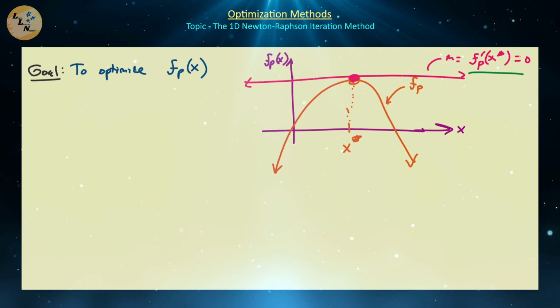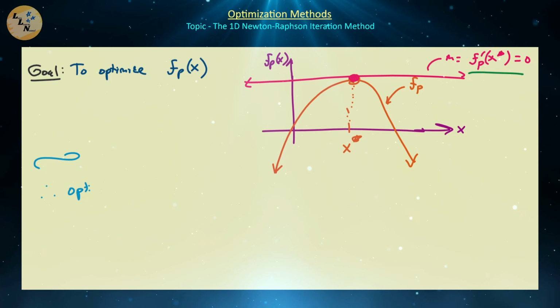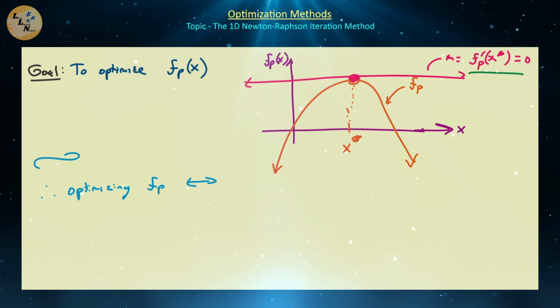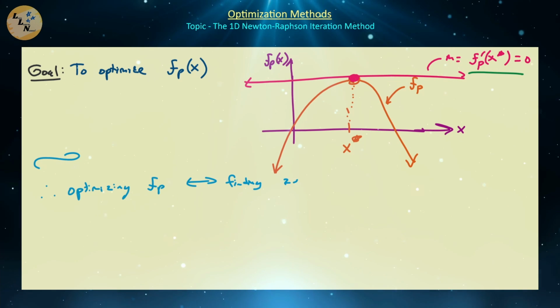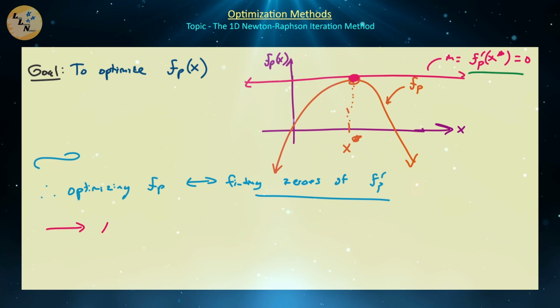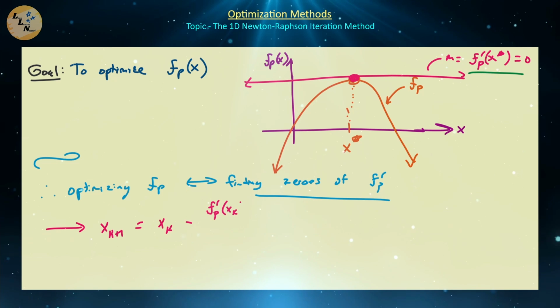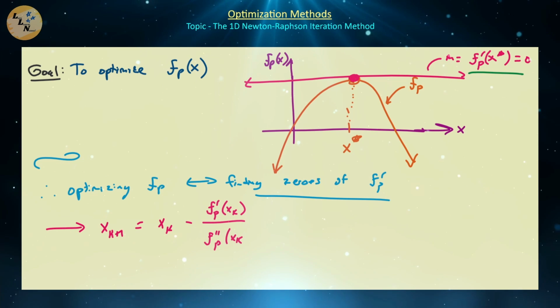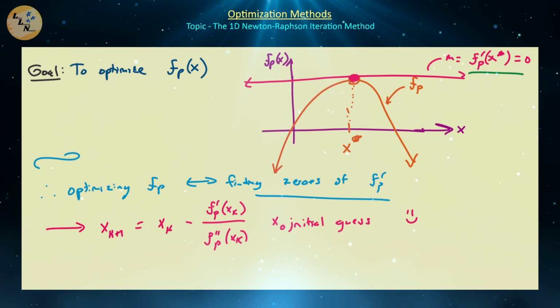we can apply the Newton-Raphson iteration on that. So therefore, we can view this as optimizing f_P is equivalent to finding the zeros of f prime P, right? And P is a subscript here denoting what we call the primal function that we seek to optimize, right? So if that's the case and we're trying to find the zeros of f prime P, that means we can write the Newton-Raphson iteration method in the following way. x_{k+1} is going to be equal to x_k minus f prime P of x_k divided by f double prime P of x_k, and as usual, x0 will be our initial guess.